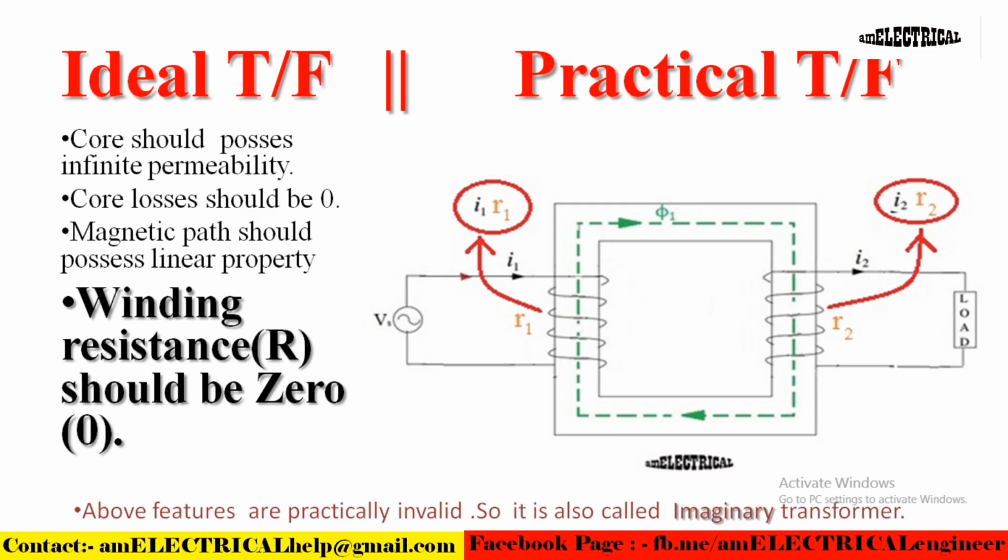As both core and copper losses are present in a practical transformer, this is why a practical transformer never has an efficiency of 100%, but close to it. It's generally around 95 to 98 percent. As these core and copper losses are not present in an ideal transformer, that's why an ideal transformer has efficiency 100%. But it's not so in the case of a practical transformer.